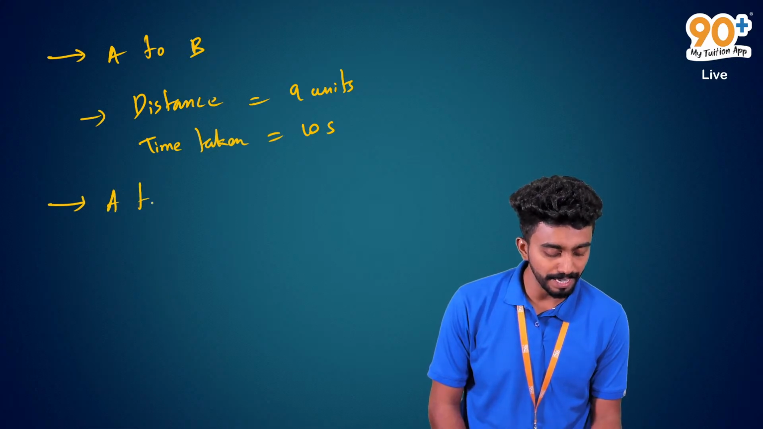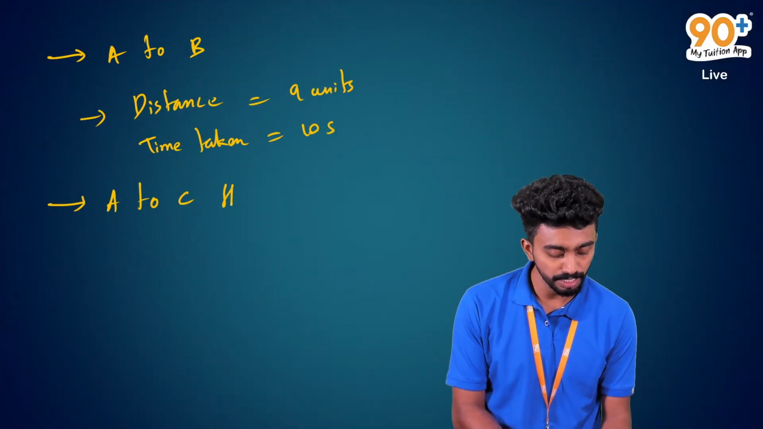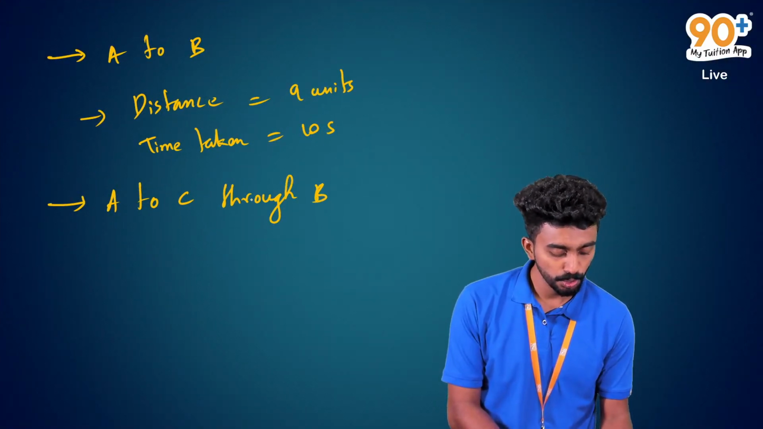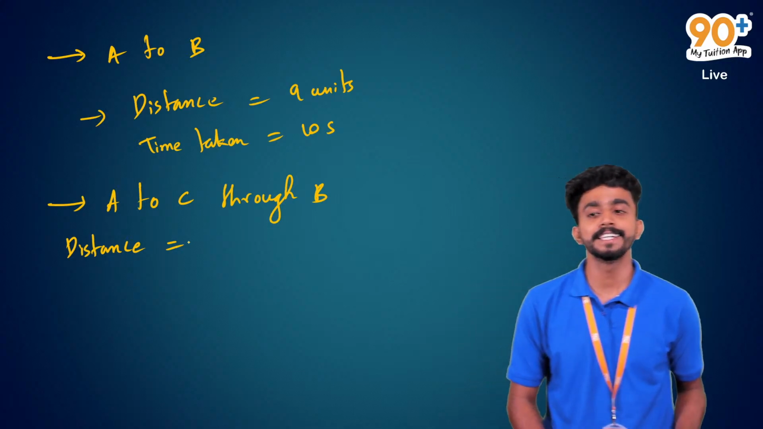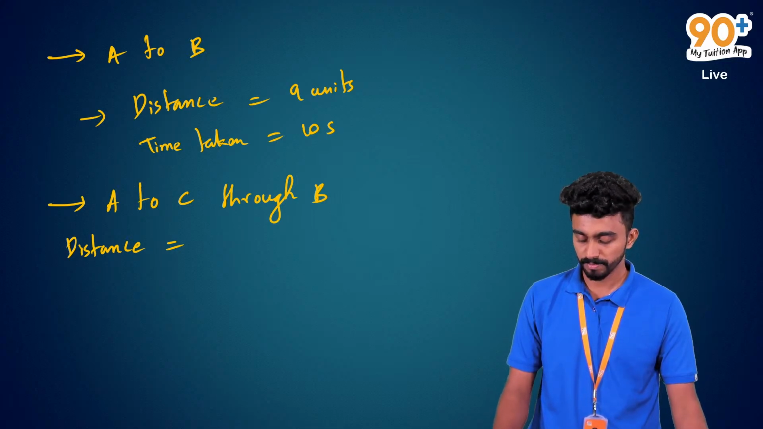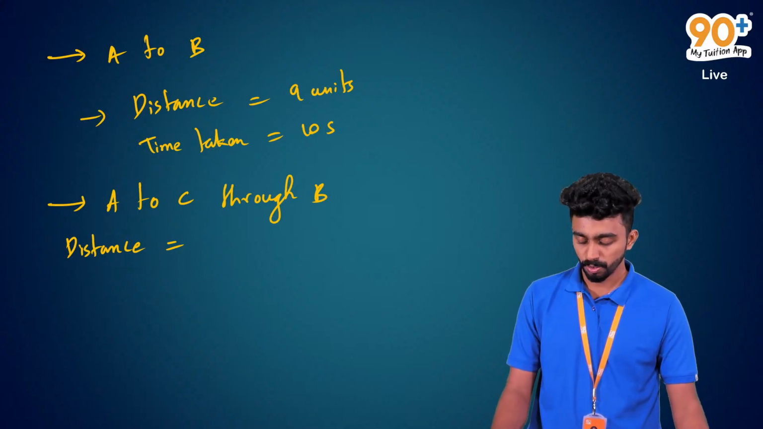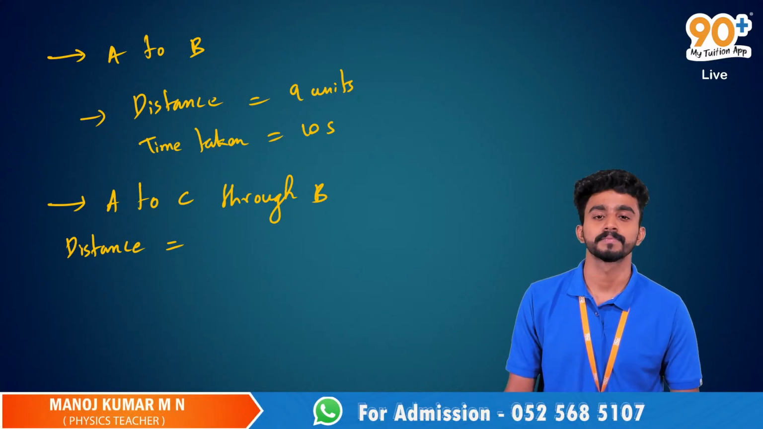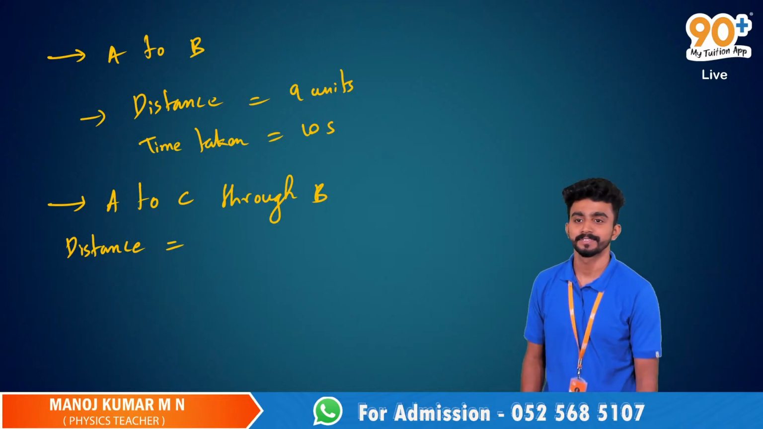So from A to C through B, right? A to C through B. In this case, what is the total distance covered? Who will be answering me? Quick. Who will be answering me? Sanjit. Hi Sanjit. 14 units?